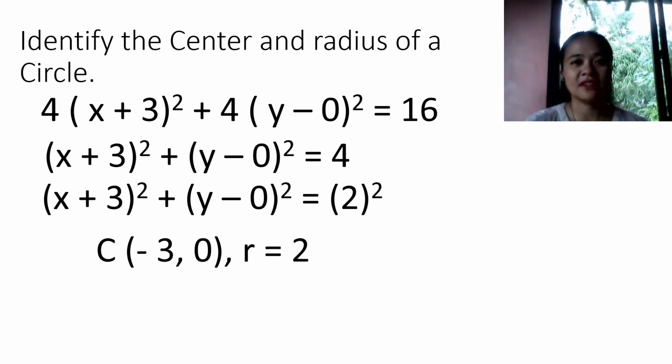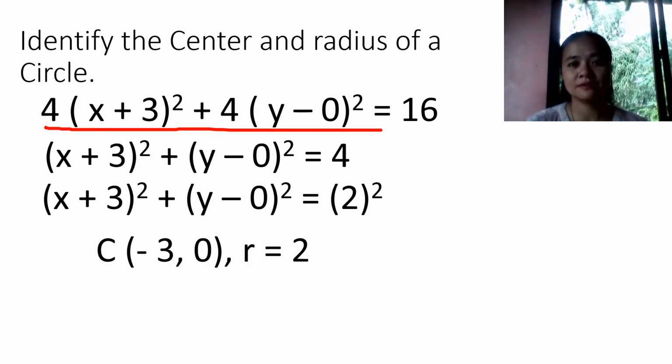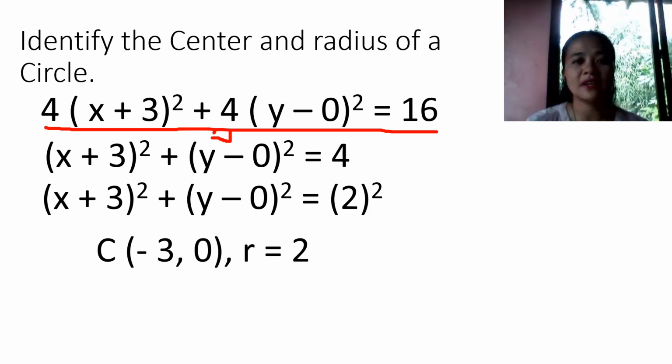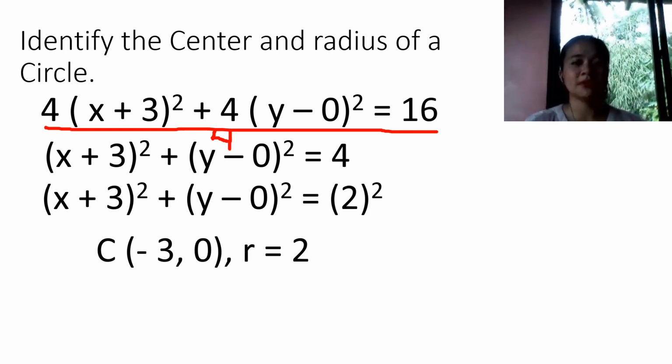Let's now identify the center and radius of a circle having this equation: 4 times the quantity x plus 3 squared plus 4 times the quantity y minus 0 squared is equal to 16. First, we are going to divide both sides by 4. You have to divide both sides by 4.